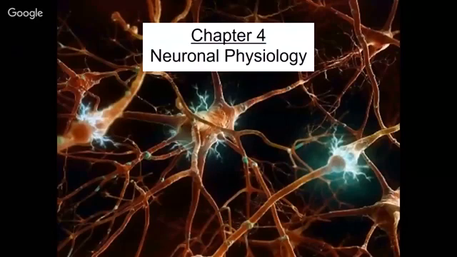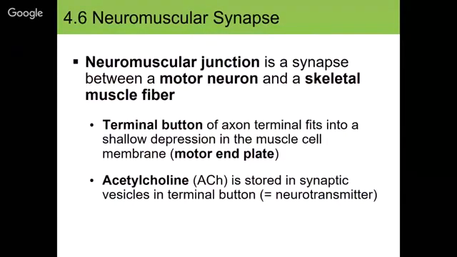Okay, so we are finishing off chapter 4 now on neuronal physiology. And today, this lecture, we're focusing on neuromuscular synapses. And then we'll also look at some synaptic integration, okay? So just to start off with, remember we've been looking at neuron to neuron synapses, okay? So neuron to neuron connections.